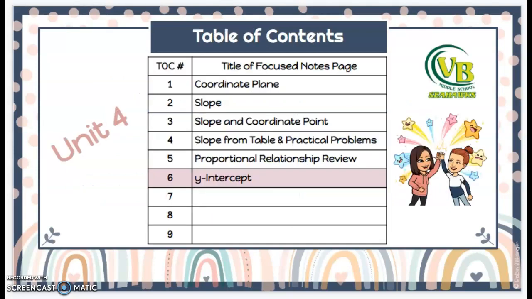So go ahead and please take out your pink TOC for Unit 4. Notice I am putting this in TOC slot number 6 because I want to make sure that we are keeping our proportional relationship material together in 1 through 5. So in slot number 6, please go ahead and update your TOC with the y-intercept.